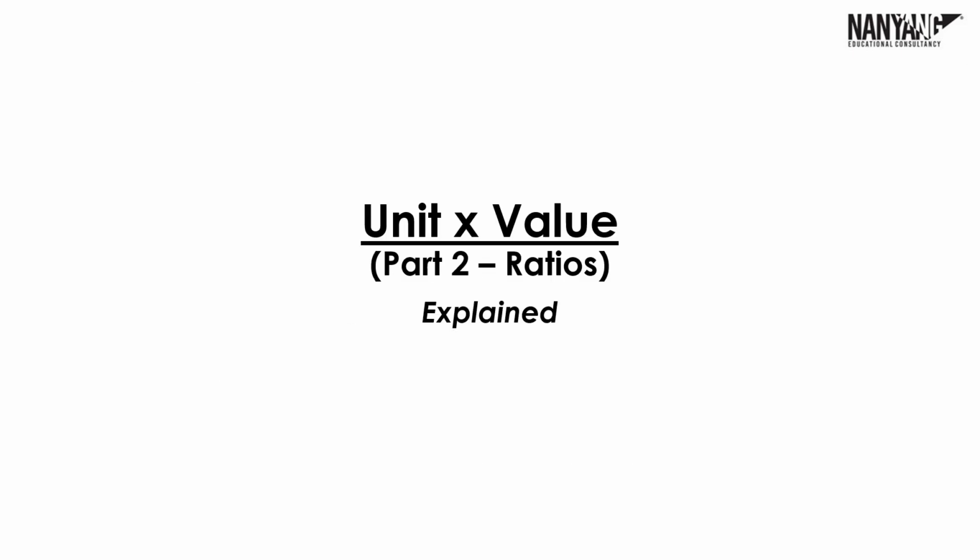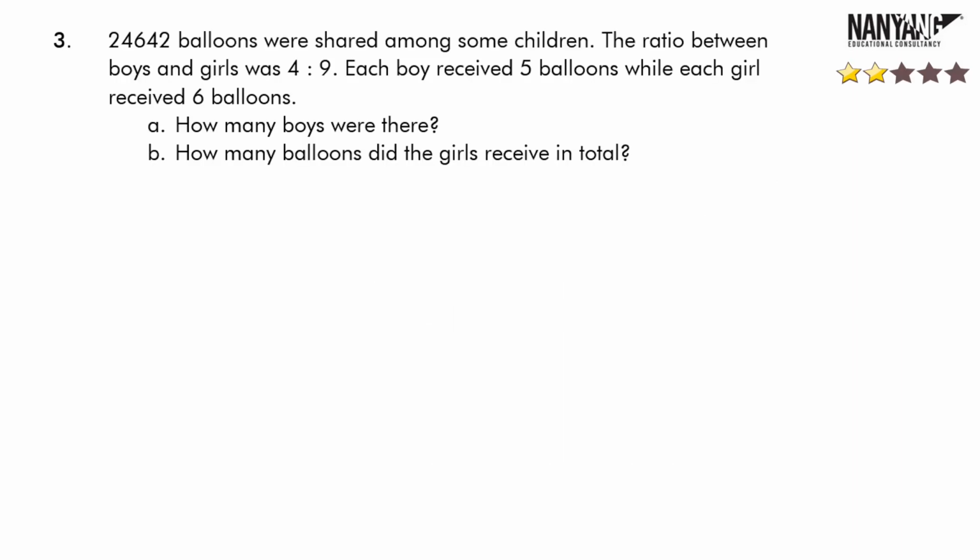Now let's try an intermediate difficulty question. 24,642 balloons were shared among some children. The ratio between boys and girls was 4:9. Each boy received 5 balloons, while each girl received 6 balloons. So part A asks us how many boys were there, and part B asks us how many balloons did the girls receive in total. So feel free to pause the video and attempt the question. You can resume once you're ready.